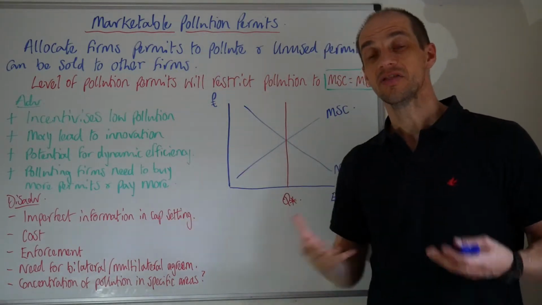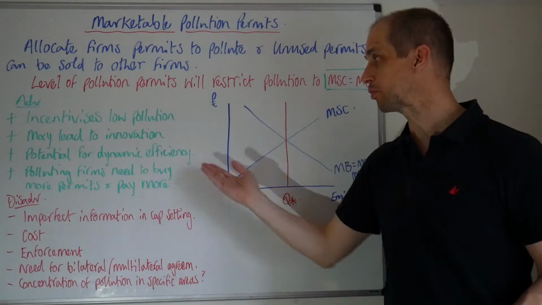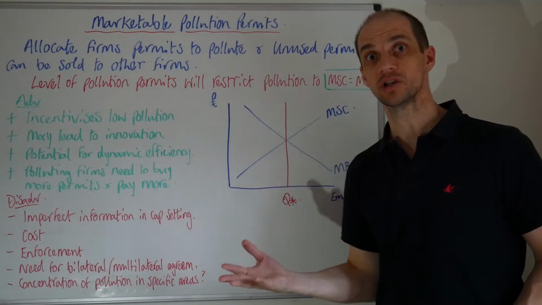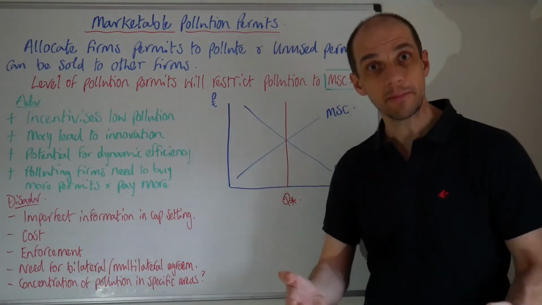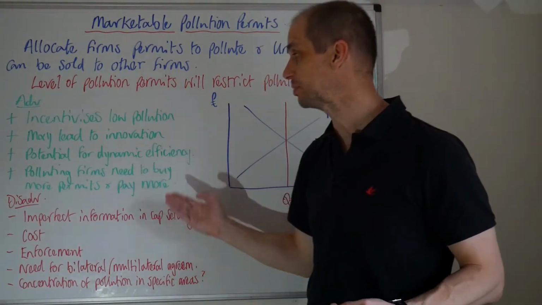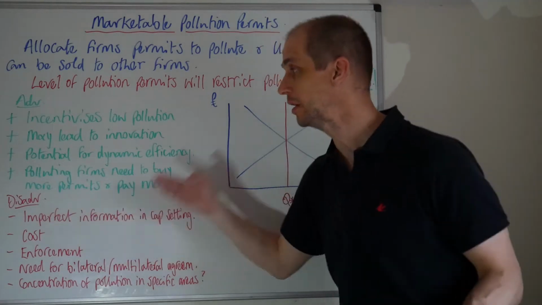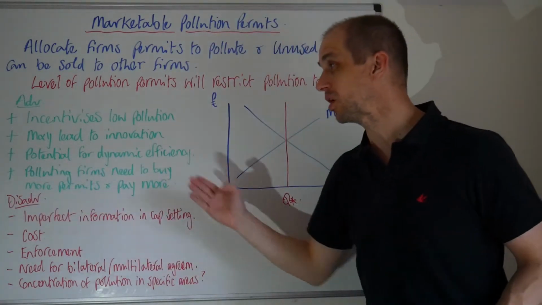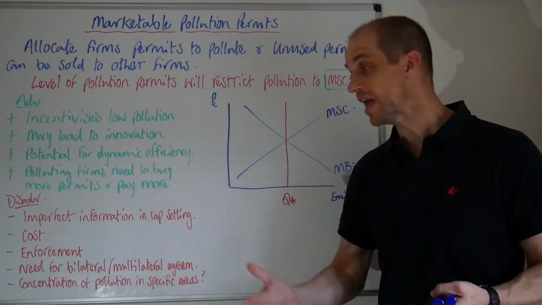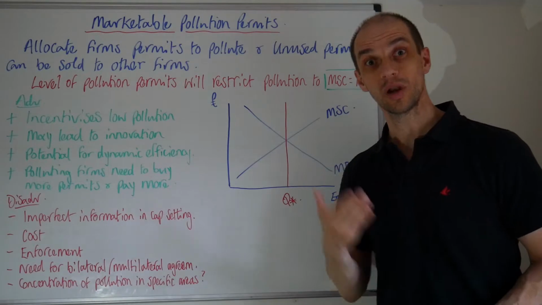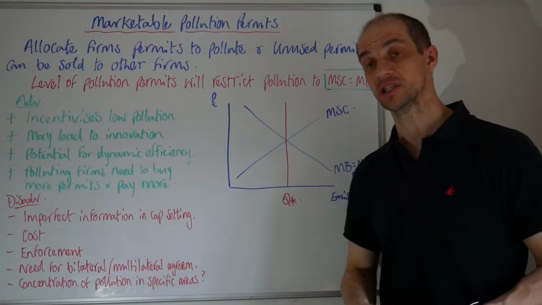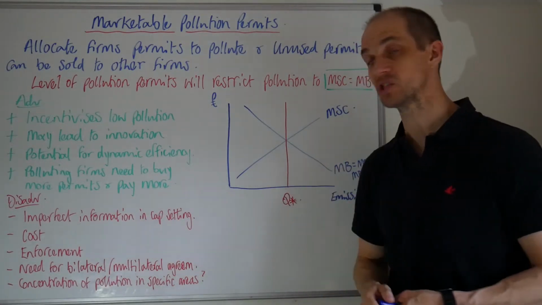Then again, that may help to boost your supernormal profits, and if you are encouraging greater innovation, greater research and development, cleaner energy overall, that may help to bring your costs down, and thus, yes, there may be a greater potential for dynamic efficiency to occur. Right, so we can also see, as our last point here, that polluting firms need to buy more permits, and therefore those polluting firms will be paying more for the pollution that they are generating. So that's another excellent point that we can see here.